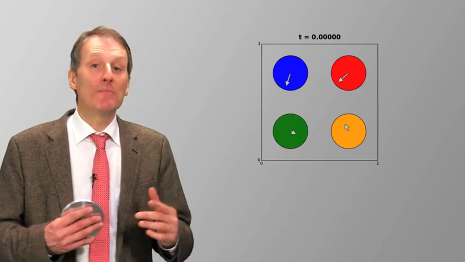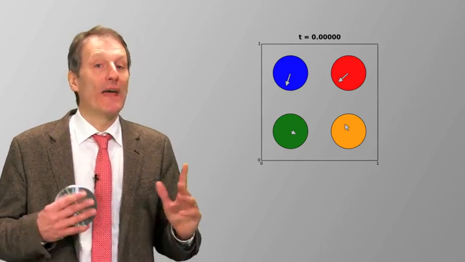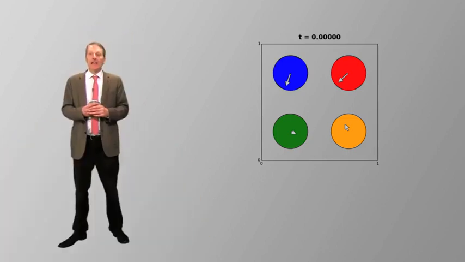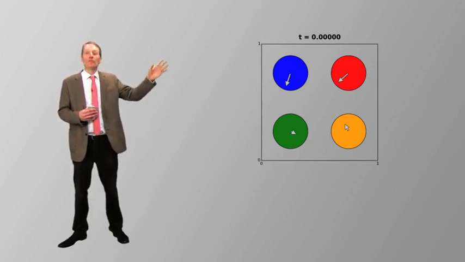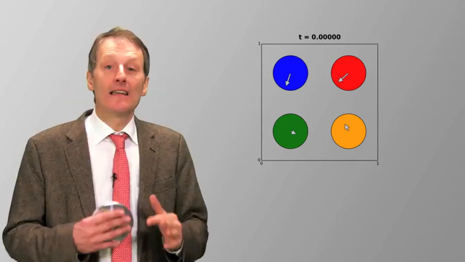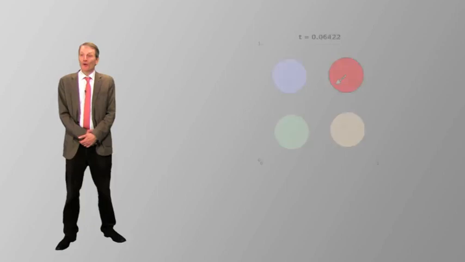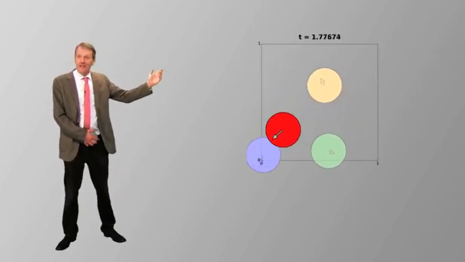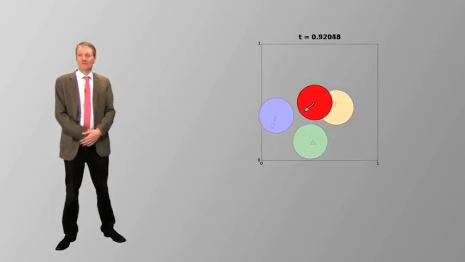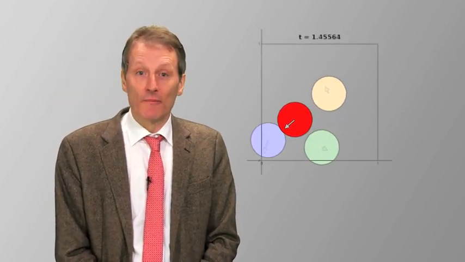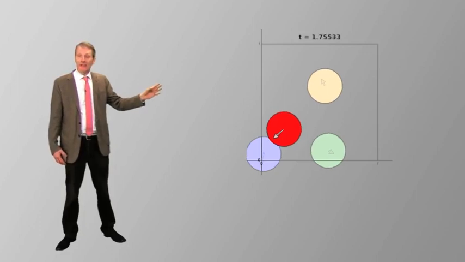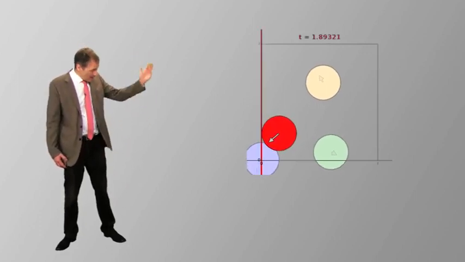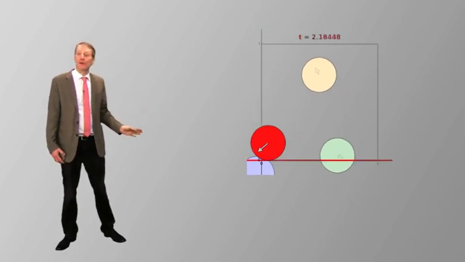This event may be a wall collision or a pair collision. If it is a wall collision, its time is given by the minimum of the wall collision times of the red, the blue, the yellow, and the green disk taken individually. Look here. The red disk is moving down and to the left. Its wall collision time, disregarding the 3 other particles, is the minimum of the times at which it would hit the line x equals 0 and y equals 0.